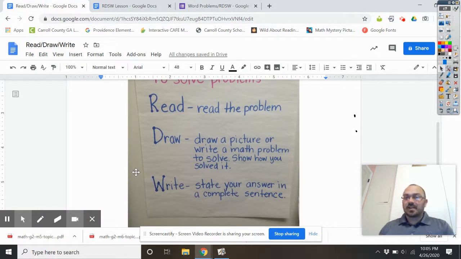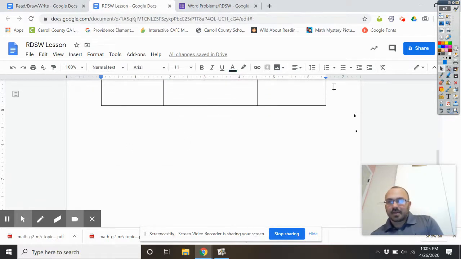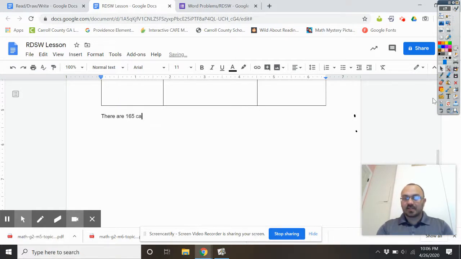State your answer in a complete sentence. So down here, I'm going to type in my sentence. Now, it's one sentence. It's a simple, complete sentence. So I'm going to say, there are 165 catfish in the pond. Now, was that long? No. It's a simple sentence that describes the work we just did. We said there were 165 catfish in the pond.